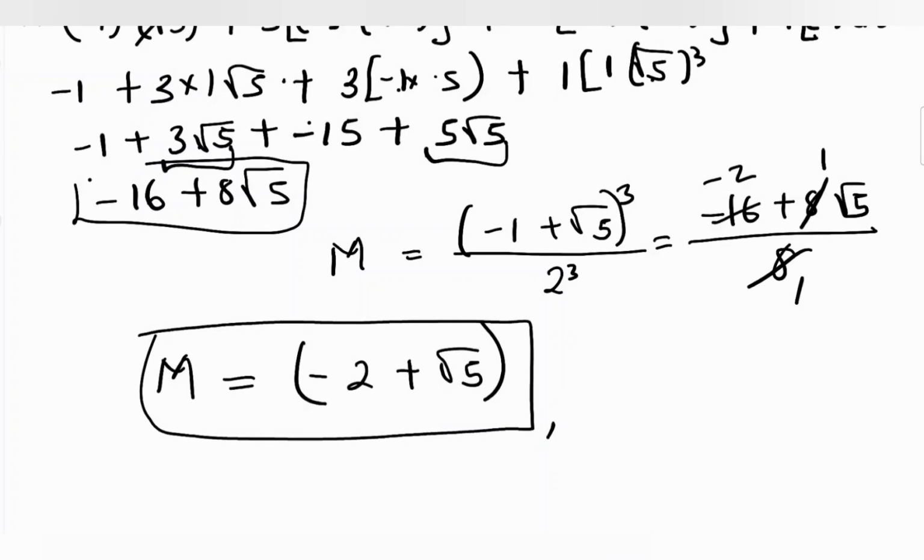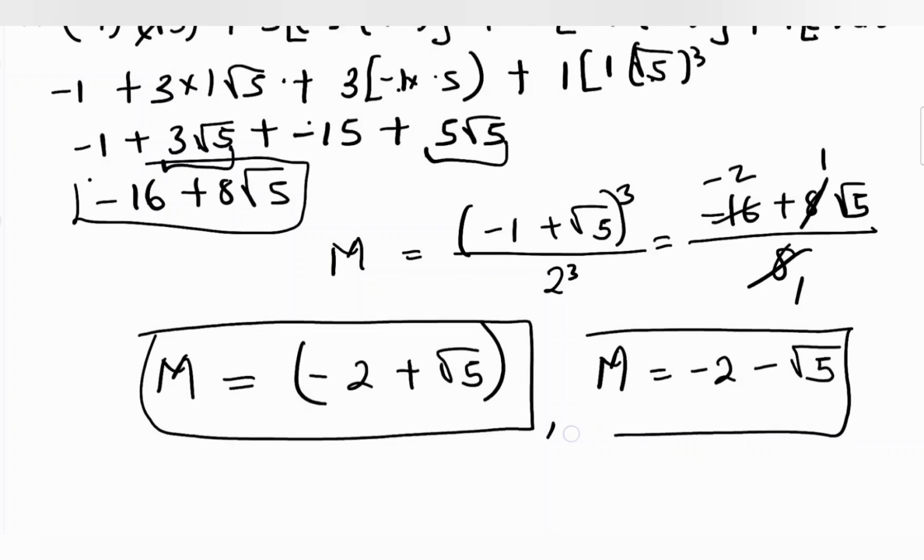Then the second value for m is still the same thing. The only difference there is that m will be -2, we change the sign to be minus √5. And that's the required solution for m. These are the values for m1 and m2.